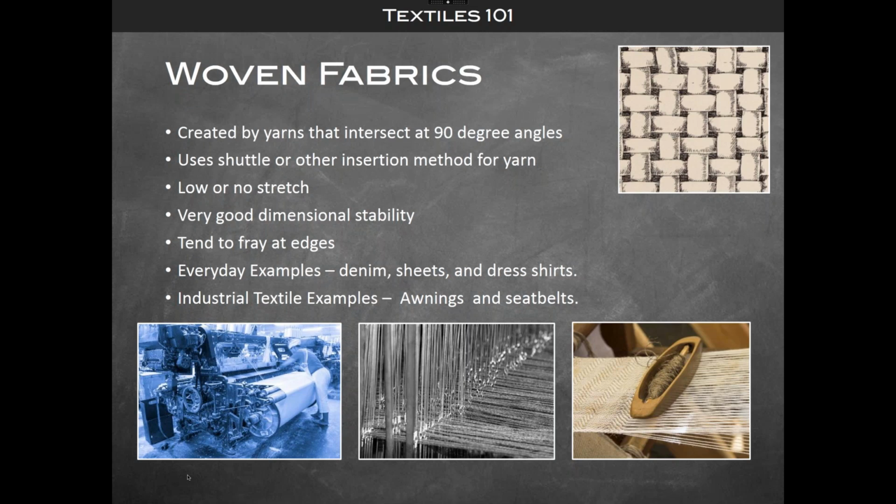Woven fabrics have typically low or no stretch. They have very good dimensional stability. They tend to fray at the edges. So that's how you can easily identify a woven fabric. Everyday examples would be denim or sheets or a dress shirt. Those are all woven fabrics typically. And in industrial textile examples, maybe like an awning fabric or a seat belt.